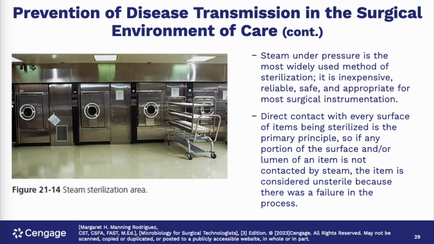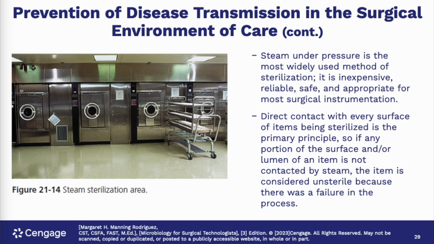With ethylene oxide, it's used to sterilize heat-sensitive or moisture-sensitive materials that cannot be processed by steam. It is effective against all types of microbes, including spores. Non-corrosive, meaning it does not corrode metals, but it has several hazards: it is flammable, carcinogenic, and toxic, and it does require longer aeration after sterilization to remove harmful residues.